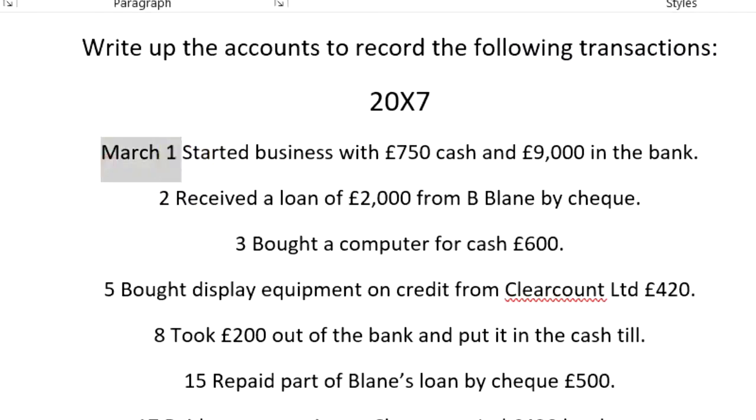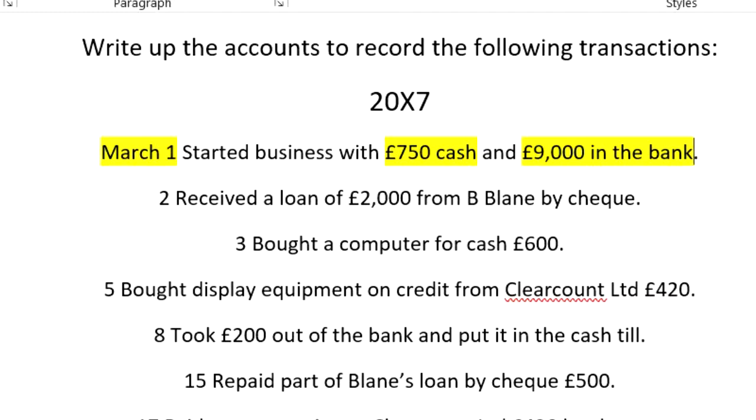March 1. Started business with 750 cash and 9,000 in the bank. We have started a business. An investment has been made into the business with 750 cash and 9,000 in the bank. These two accounts are our destination, which means they are debit. But the source of these two things is capital. As we studied in the previous videos, the owner's share is called capital in accounting. So, capital is our credit, cash and bank is our debit.